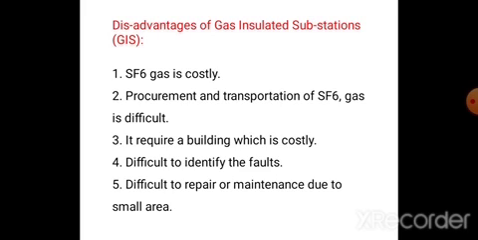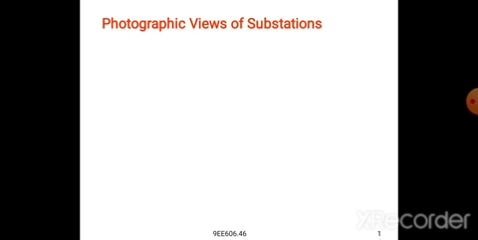What are the disadvantages of gas insulated substation? SF6 gas is costly. Procurement and transportation of SF6 gas is difficult. It requires a building which is costly, it is difficult to identify the faults, and difficult to repair or maintain due to small area.